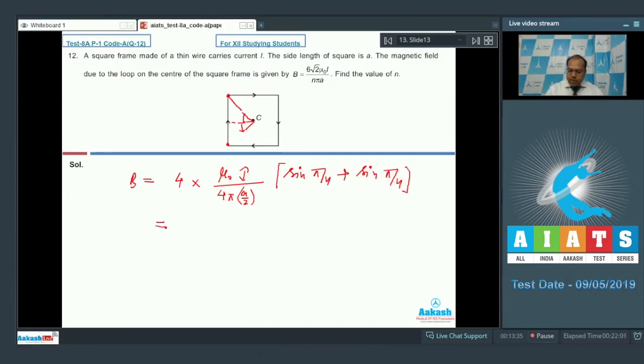So if I solve this, it comes out to be 2 root 2 mu naught I divided by pi a. So on comparison, the value of n comes out to be 0.3. So the correct answer for question number 12 is 0.3. Let's move to question number 13.